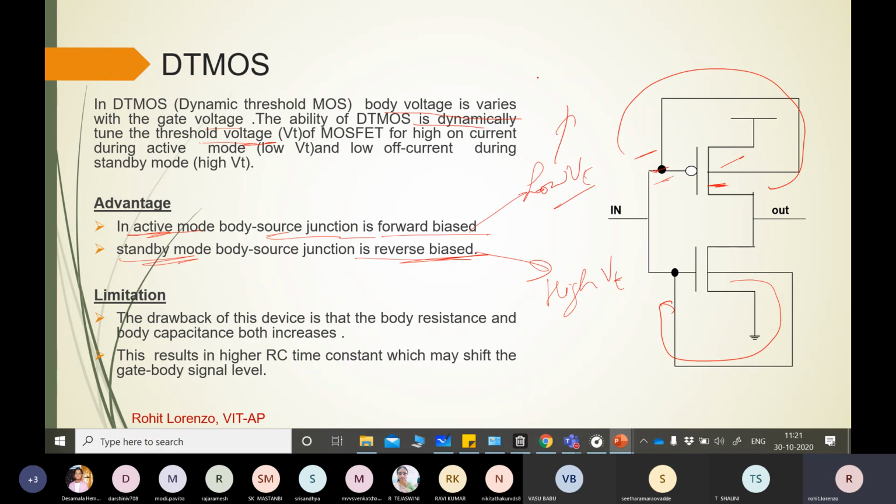So low VT is good for delay reduction, and reverse body bias is good for reducing the power, you can say the leakage power. But the limitation in this technique is this: the drawback of this device is that body resistance and body capacitance both increase, resulting in a higher RC time constant, which may shift the gate-body signal level. So this is one drawback.